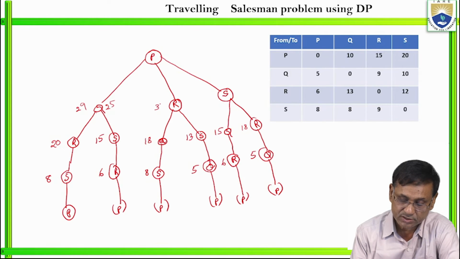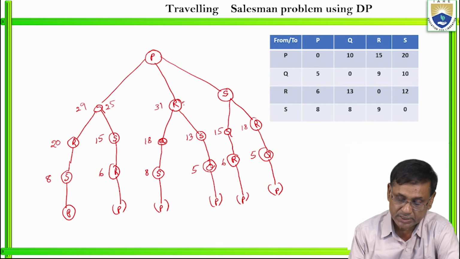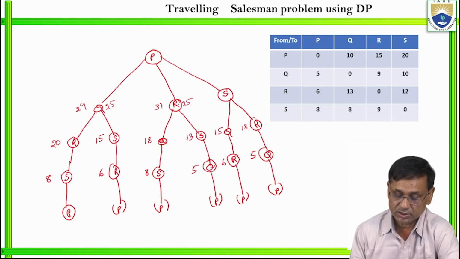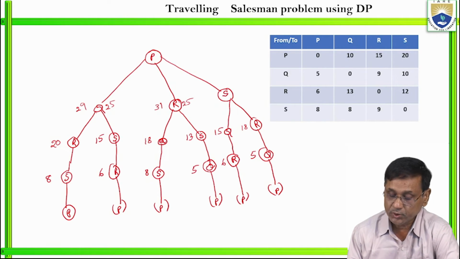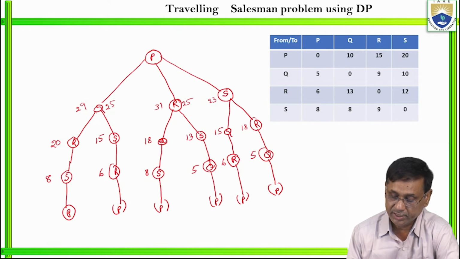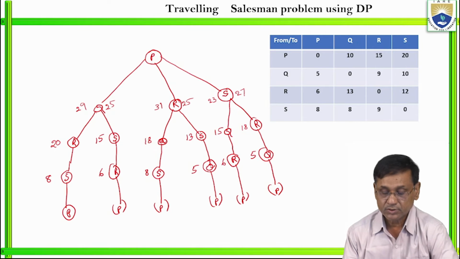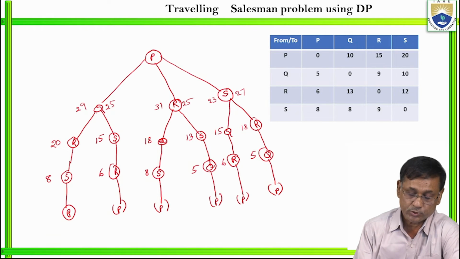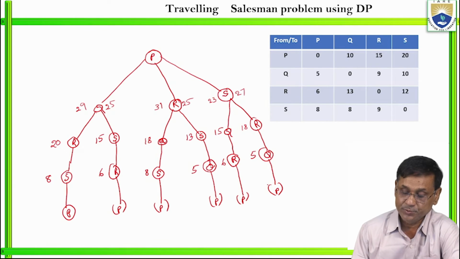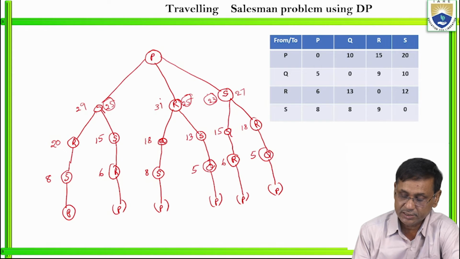R to Q is 13, so this cost is 31. Then R to S is 12, so this is 25. This cost is also 25. Next, coming to S to Q. S to Q is 8, so this is 23. Then S to R is 9, so this is 27. So we found the costs corresponding to going from Q to P, R to P, and S to P. Here two paths are there. In that we have to select the minimum values, that is 25 here, 25 here, and 23 here.